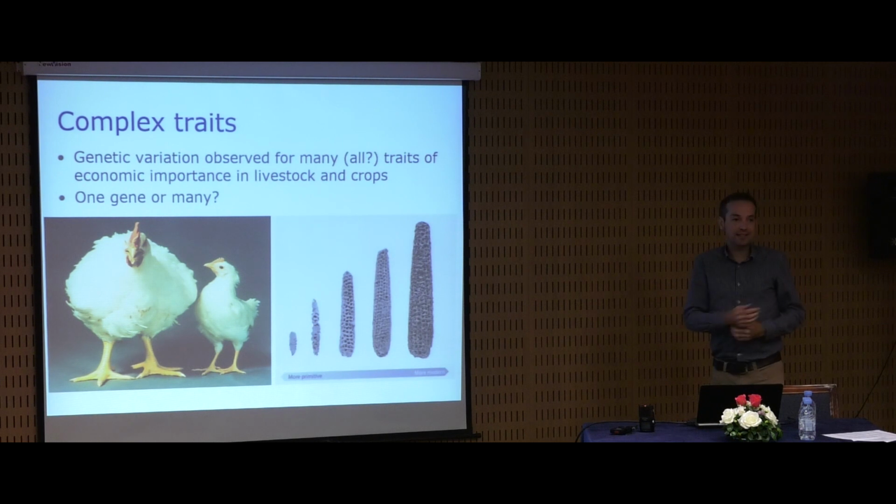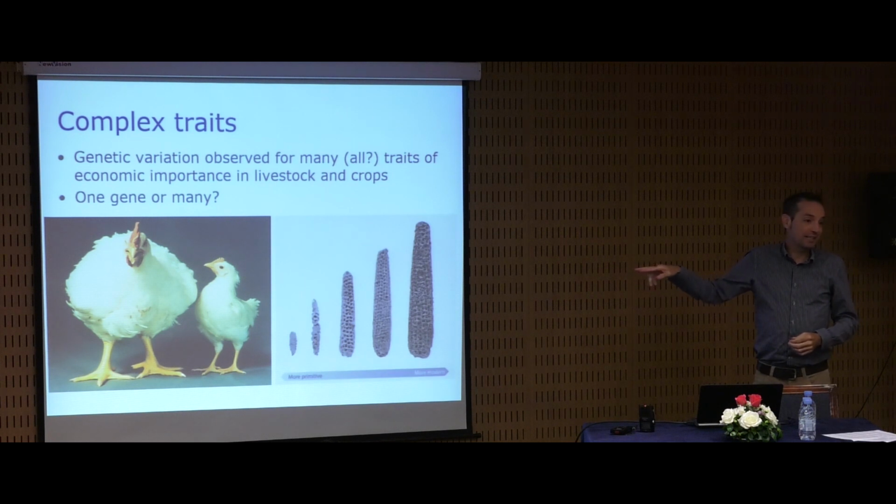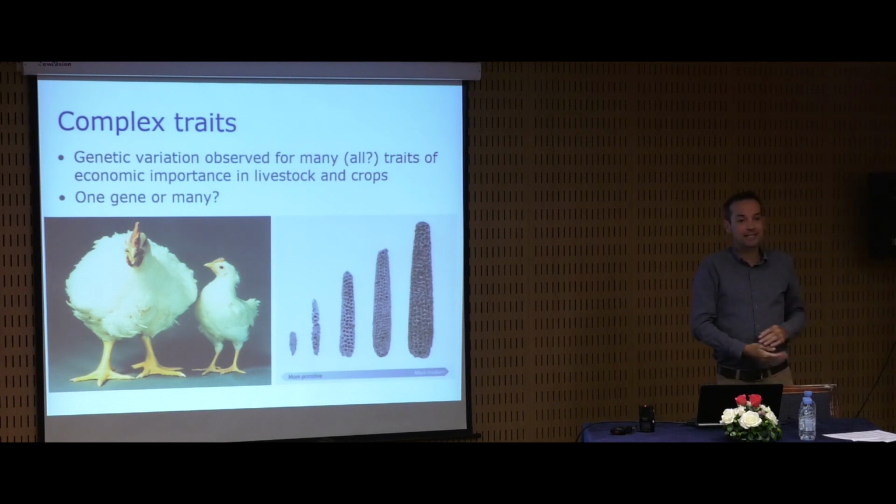And the question is, is it one gene or many? Here you can just see a picture of chickens. They're the same age actually, but very different weights. How many genes drive the differences between the weight of those chickens? And then for maize, different in cob size, how many genes drive those differences?